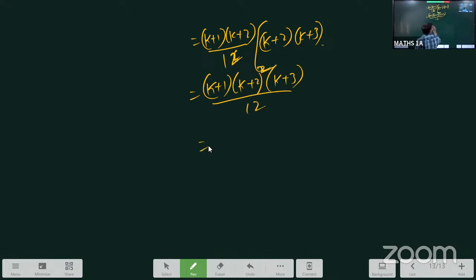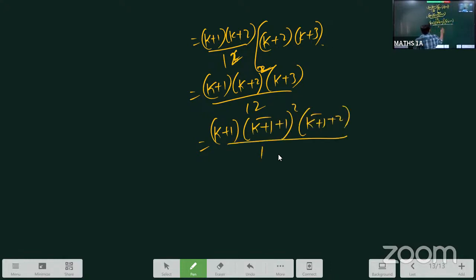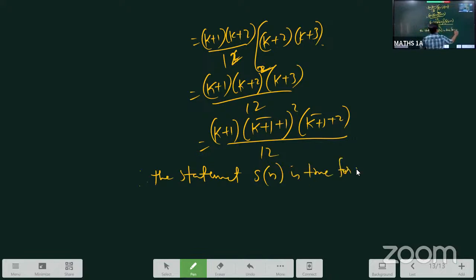Now that is nothing but K plus 1. K plus 2, you write it as K plus 1 whole square and K plus 1 plus 2 divided by 12. See, instead of N, you got K plus 1 in your RHS. Correct, no? Right. So therefore, the statement S of N is true for N equal to K plus 1.